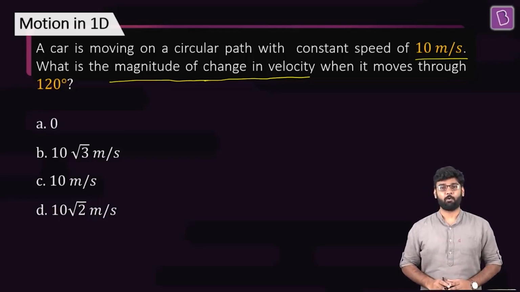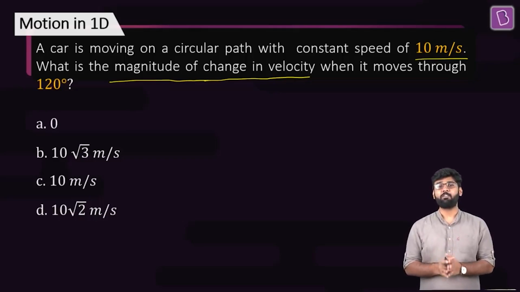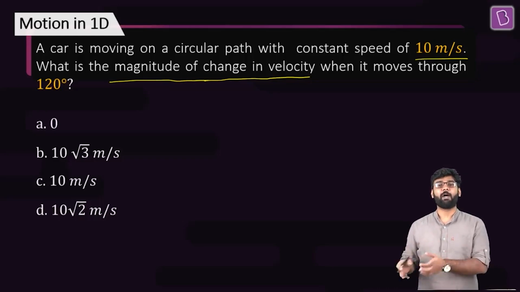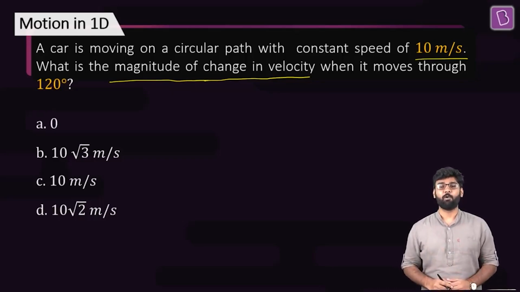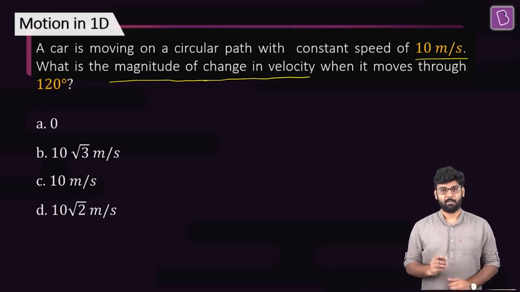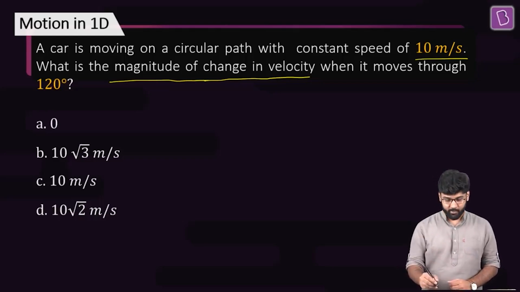Velocity is a vector quantity. So when we want to find the change in velocity, we should consider the direction of velocity also. So after finding the change in velocity, then we have to find the magnitude of that change in velocity. That is the approach which we should follow in questions like this. So let's see how to do this kind of question.